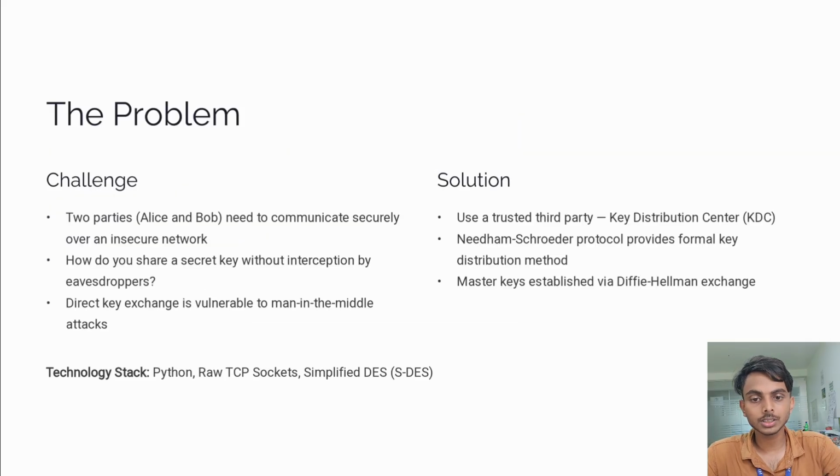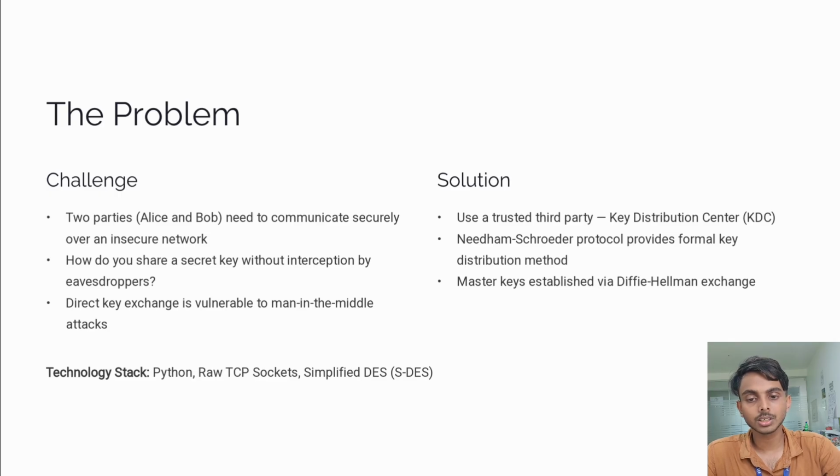Now let's understand what the problem is and its solution. Let's see the problem first. Two users, Alice and Bob, want to communicate securely over a network, but the network is insecure, which means an attacker can listen or interrupt the communication. So the main challenge is how can they share a secret key safely? If Alice sends the key directly to Bob, an attacker can capture it. This makes the system vulnerable to attacks like eavesdropping and man-in-the-middle attacks. So direct key exchange is not secure.